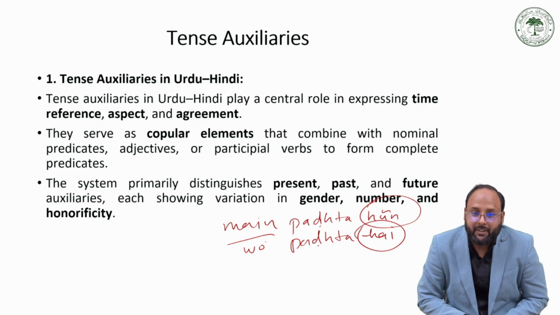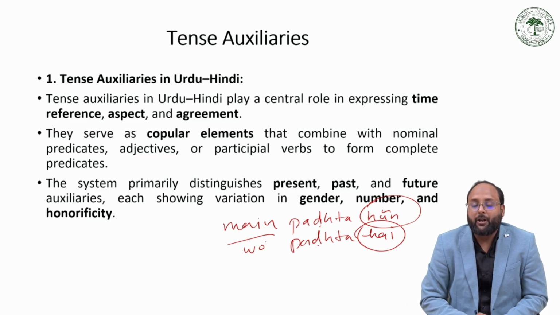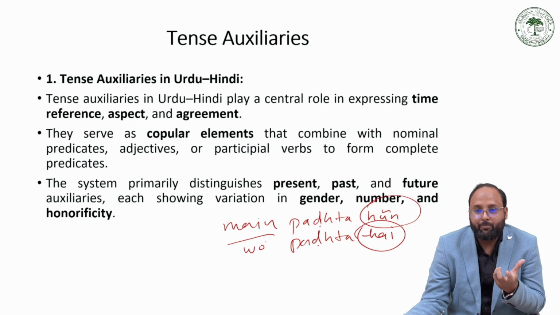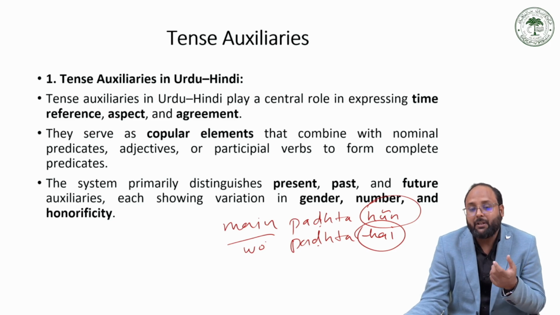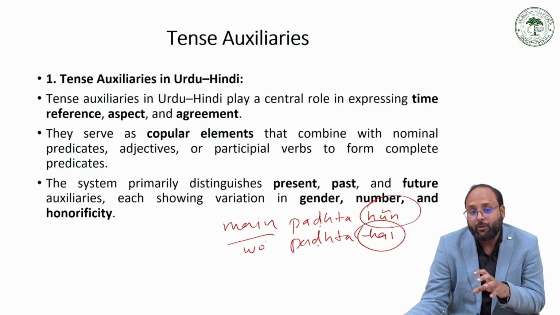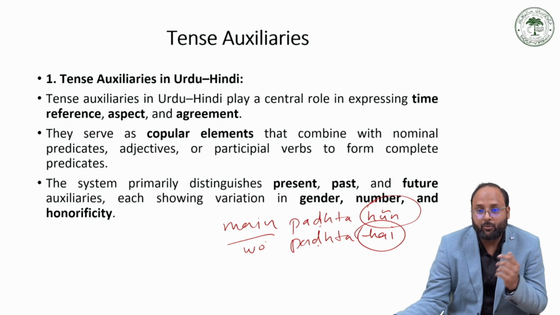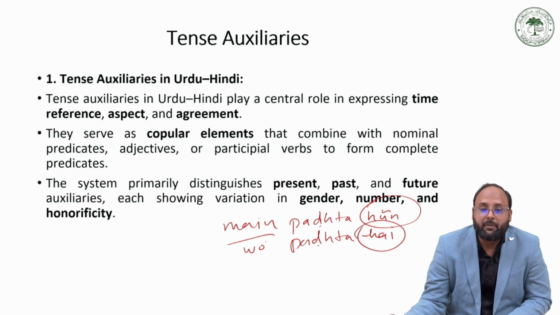They serve as a copular element, so we also call them copular verbs. They combine with a nominal predicate like an adjective or a noun. So we are making a complex predicate, a compound predicate, with the help of the auxiliary, sometimes with a nominal predicate, sometimes with an adjective. So the whole predicate has a different function in the sentence to distinguish between the grammatical categories.